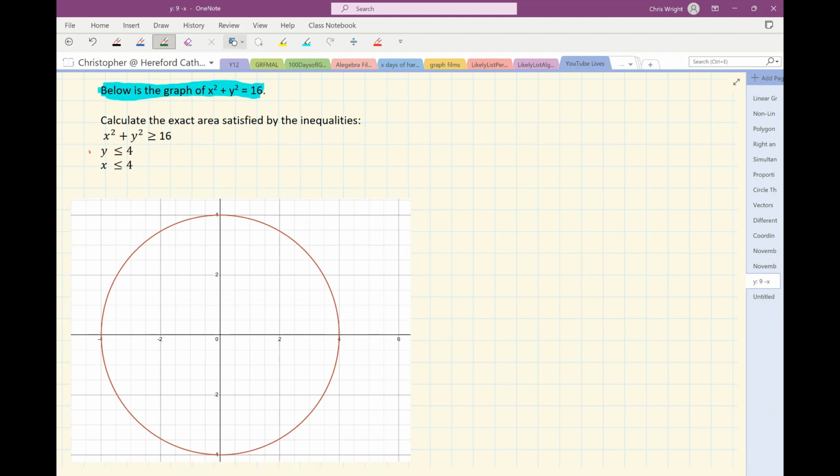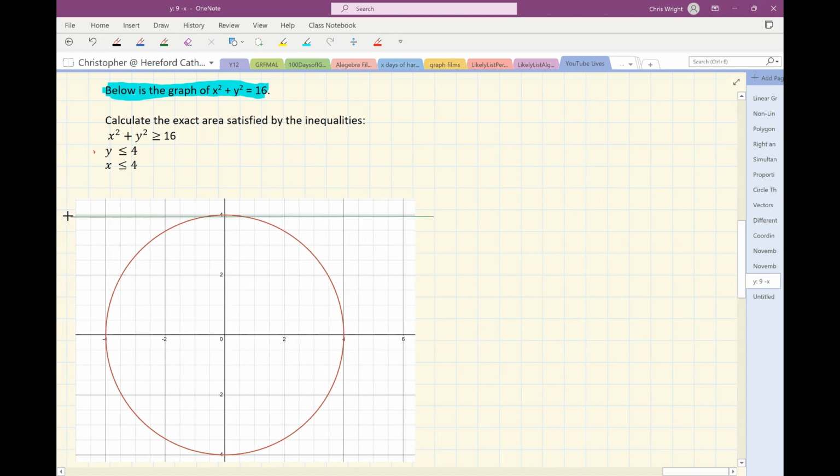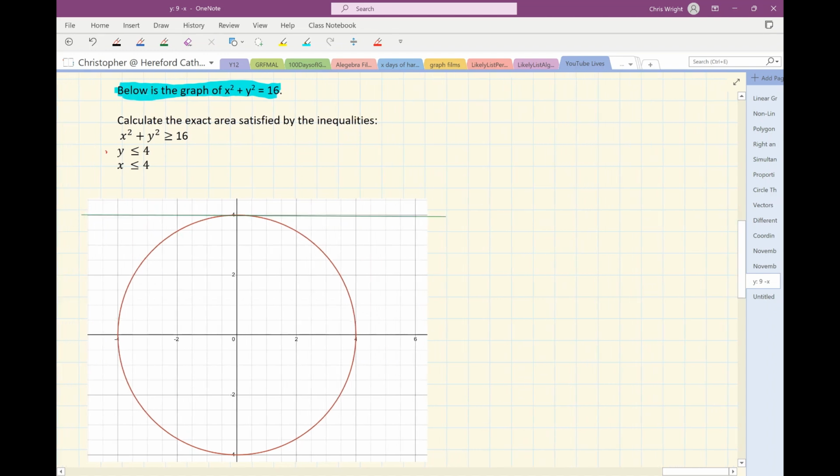And then we are going to decide which side of that line we're interested in. So here is the line y equals 4, and we want y to be less than or equal to 4. So we're going to be interested in underneath that line. I suppose I could have marked this. We're going to be interested in outside of the circle and underneath the line y equals 4, because that will be y is less than or equal to 4.